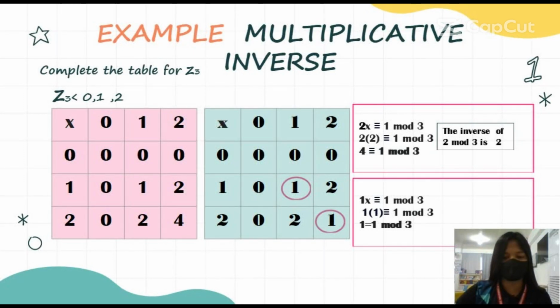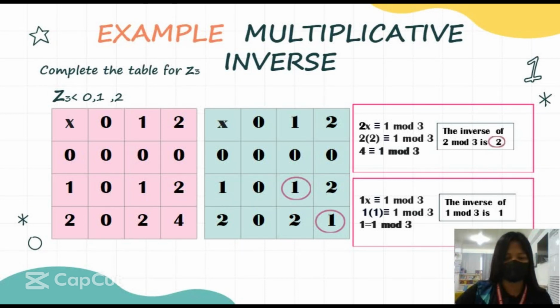Next is 1x is congruent to 1 mod 3. So in this part, the result, the remainder, is 1. So 1 times 1 is 1. So 1 mod 3, the remainder is 1. So 1 times 1 is equal to 1 mod 3. So 1 is congruent to 1 mod 3.